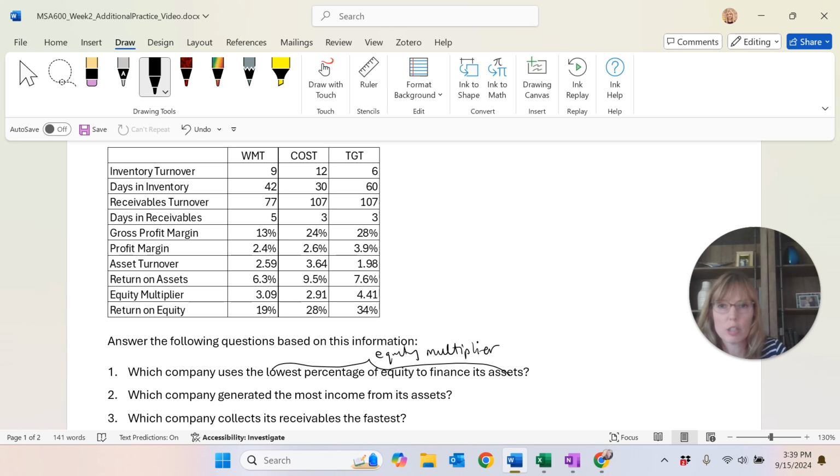And then the next question is, here's our equity multiplier in this column here. Then we need to know, to have the lowest percentage of equity, do we want a high equity multiplier or a low equity multiplier? Remember that equity multiplier has the average assets on top and average stockholders' equity on the bottom. So for the lowest percentage of equity, we want a higher value of the equity multiplier. So the company with the highest value of the equity multiplier would be Target.